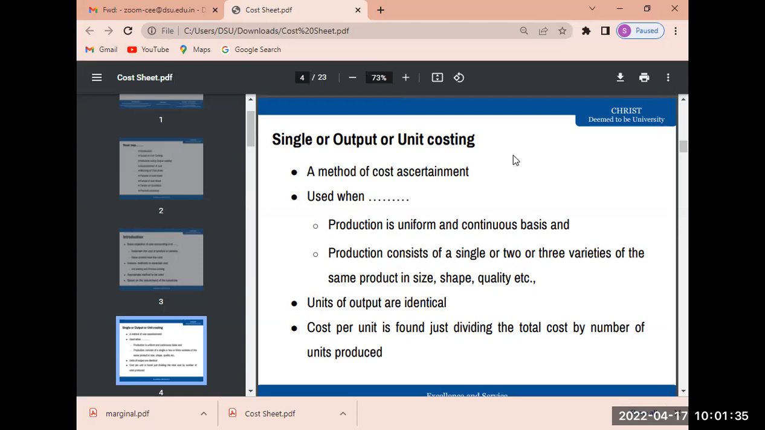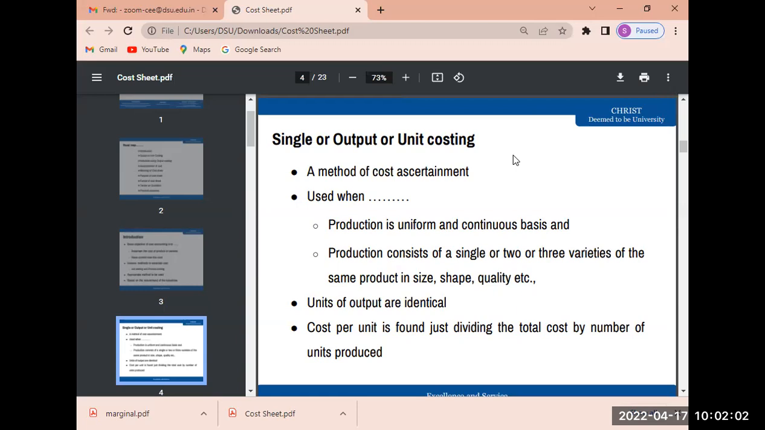So it is ascertained only when the production is on a uniform and continuous basis. Production consists of a single or 2 or 3 varieties of the product. Same product: car means 2, 3 varieties of car, furniture means 2-3 varieties of furniture, notebook varieties. The same product in size, shape, and quality, etc. So the units of output are identical.